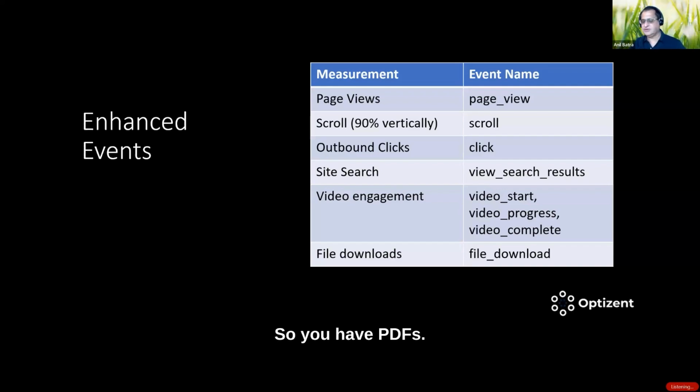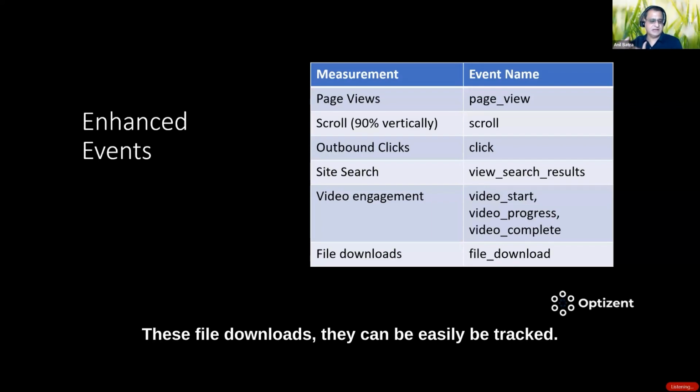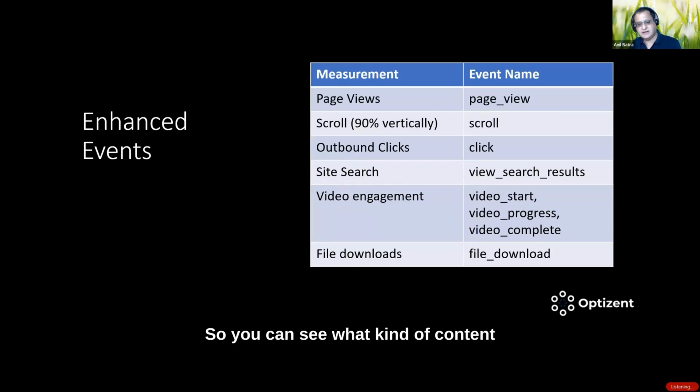Downloads. So you have PDFs, you have Excels, PowerPoints. A lot of your content is driving users to take some action. These file downloads can easily be tracked. So you can see what kind of content people are gravitating towards, what they like. That gives you an idea of what to build for your future assets.